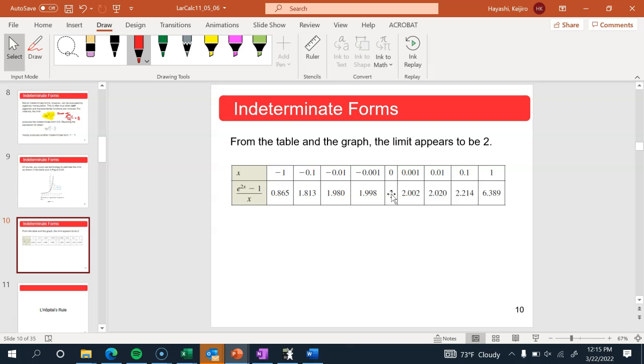But it would be nice to have a mathematical way of confirming that this is true, other than just saying it looks like it on the table, or it looks like it on the graph.